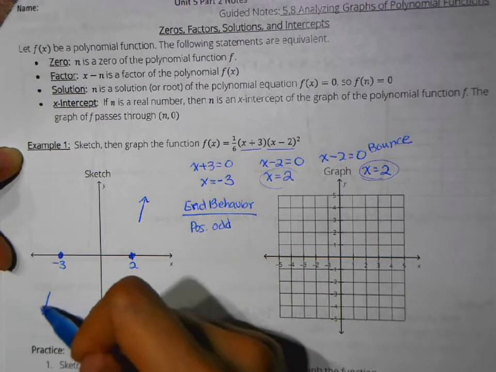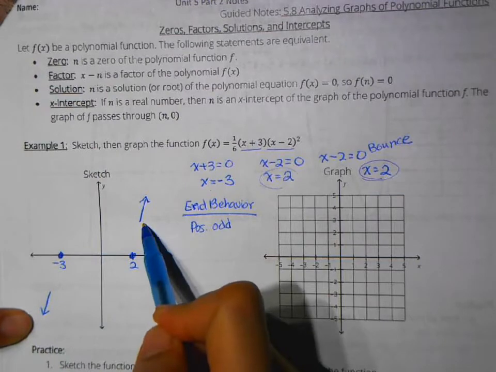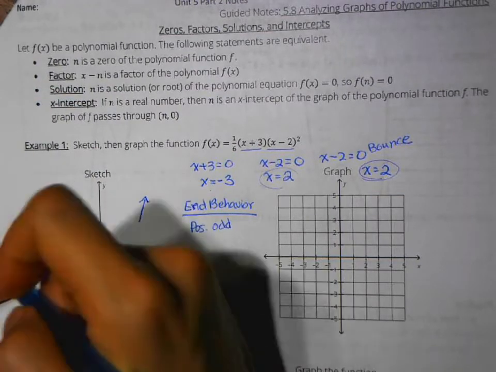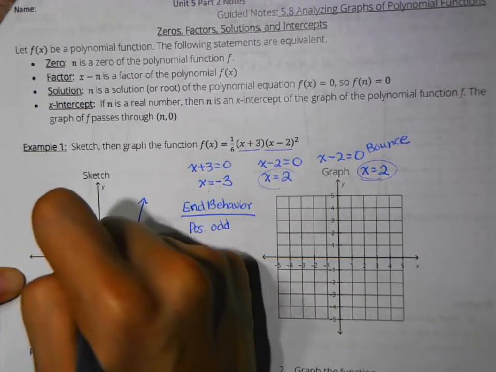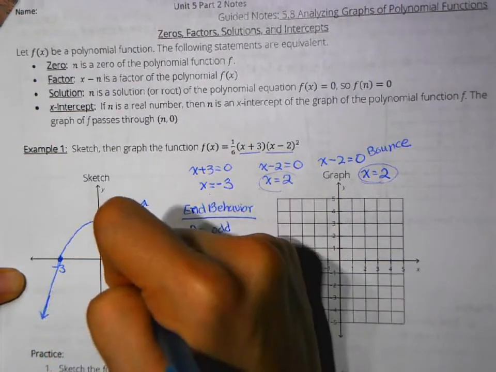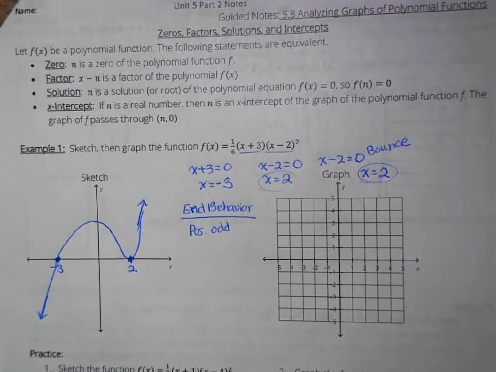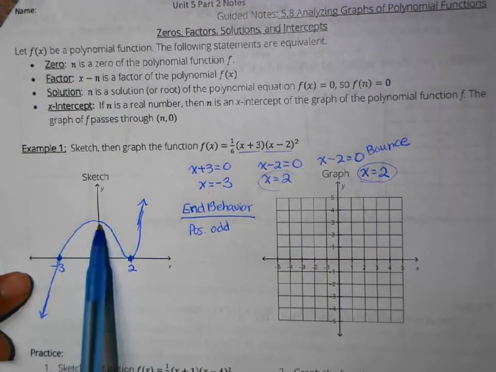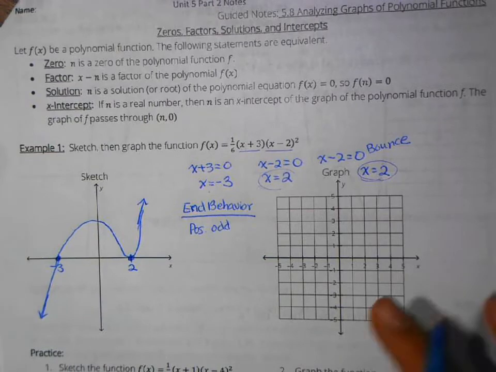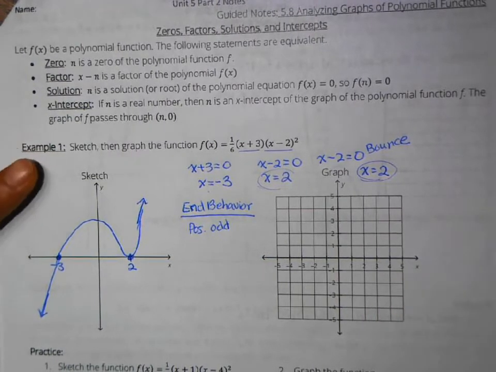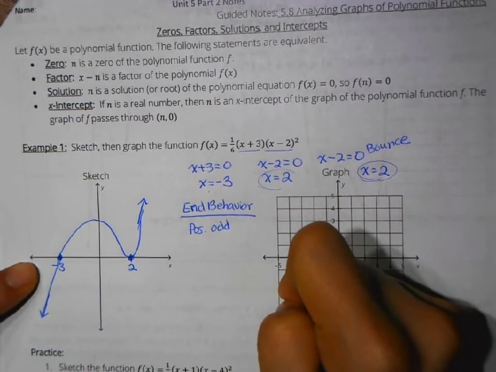Now, I know that it's going to go through, so when I'm sketching it, to connect the left end behavior to the right end behavior passing through these points, when I go to negative 3, it's going to go through, come back to 2, it's going to bounce right at the 2. So my graph is going to look something like that. Now that's a sketch because I don't have any points in the middle to make the graph more accurate. So when I'm actually graphing it, there are a couple more points that I need to find out. So I'm still graphing my zeros at negative 3 and 2.